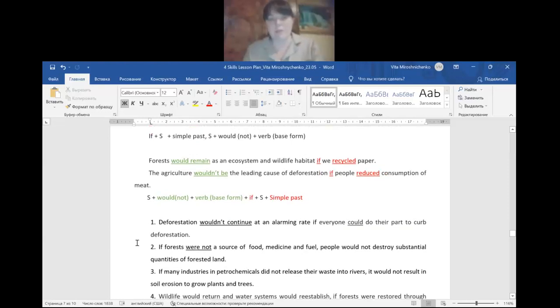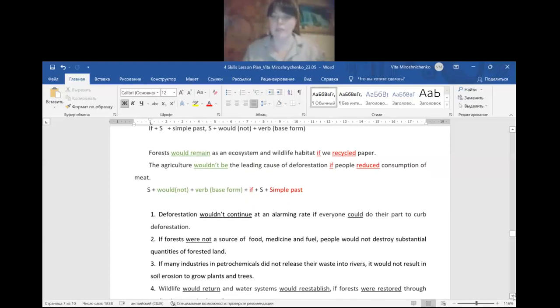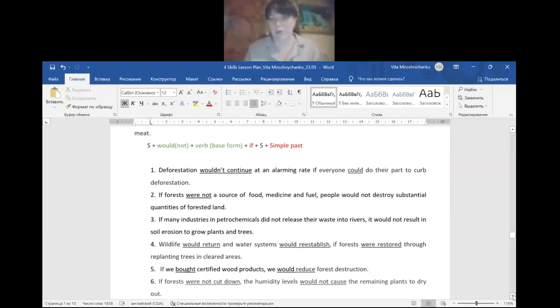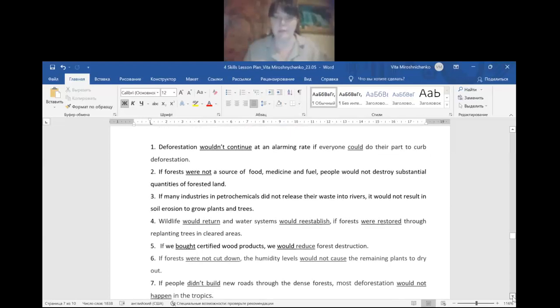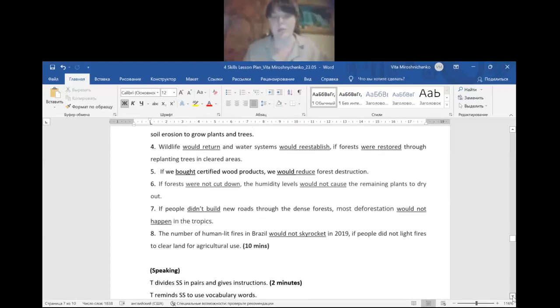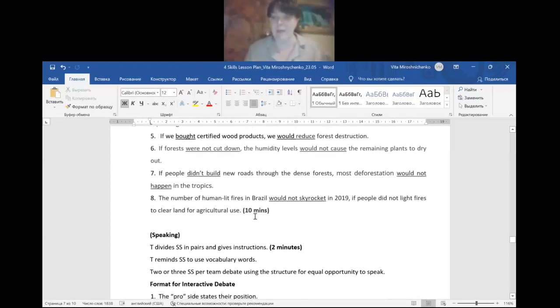And then the grammar task. For example, the first one: deforestation wouldn't continue, gap for students, at the alarming rate if everyone, gap for students, did their part, and so on. And students' task is to use the grammar point to fill in the gaps. Second conditional. It will take approximately 10 minutes.